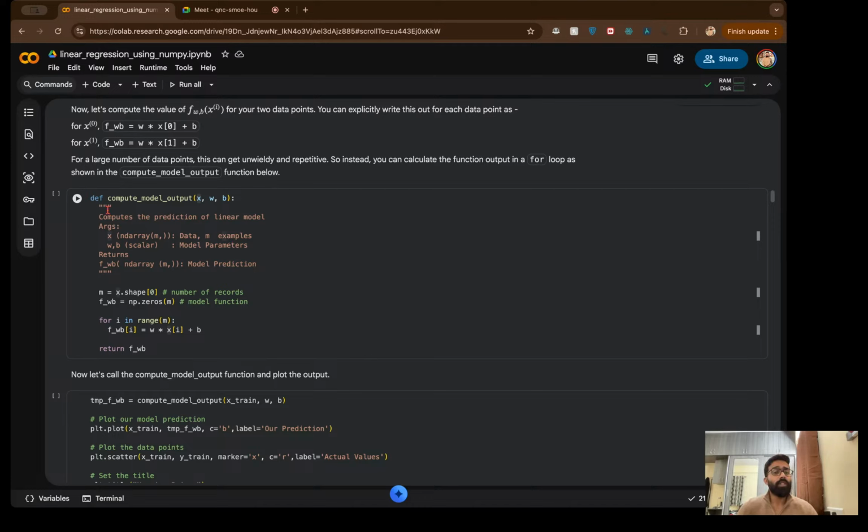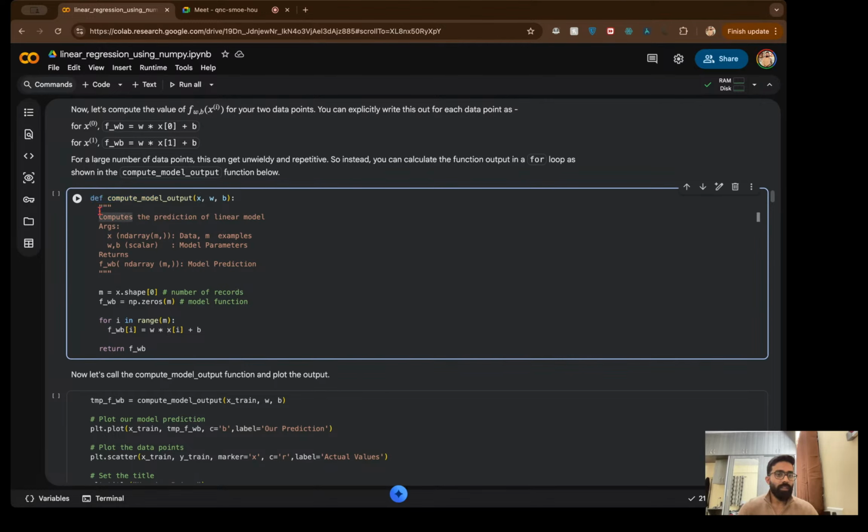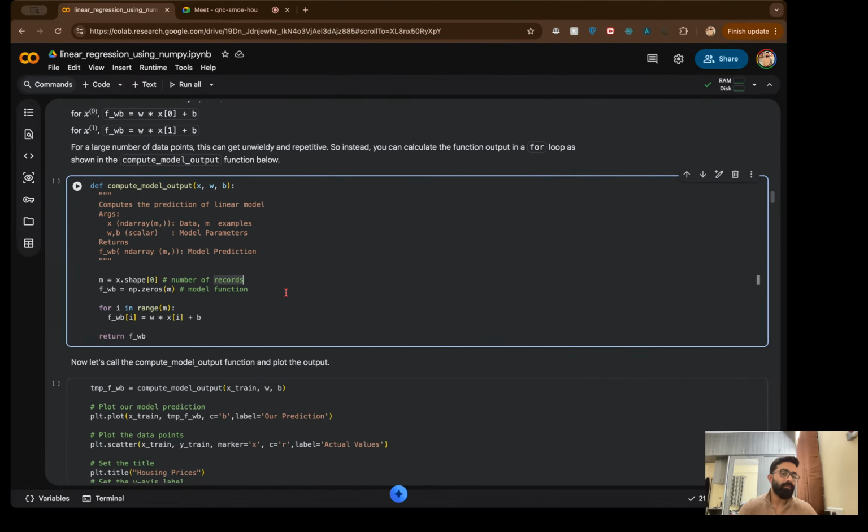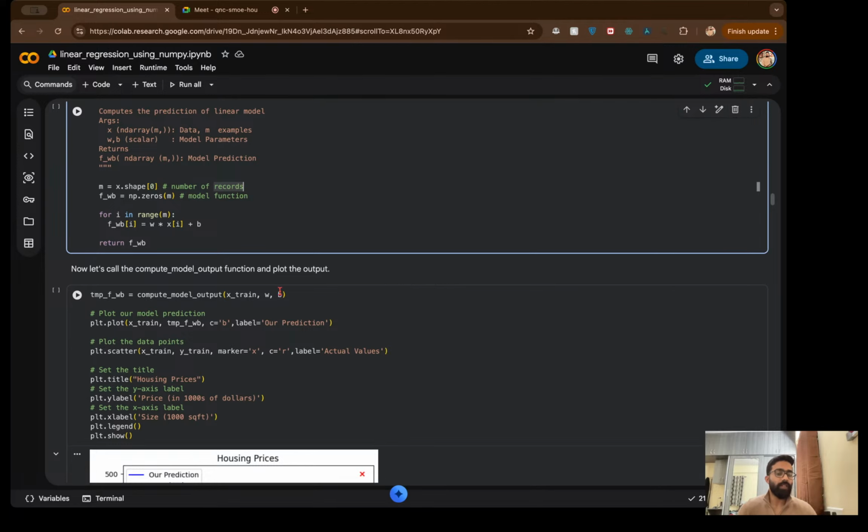Now what does this function do? Okay guys, so this is how you define a function in Python. This is called a docstring. In the docstring we are defining the function's purpose. The function computes the prediction of a linear model. It takes the argument x, an array of m examples, and w and b, some scalar values, that is, the model parameters. And what does it return? It will return the model prediction.